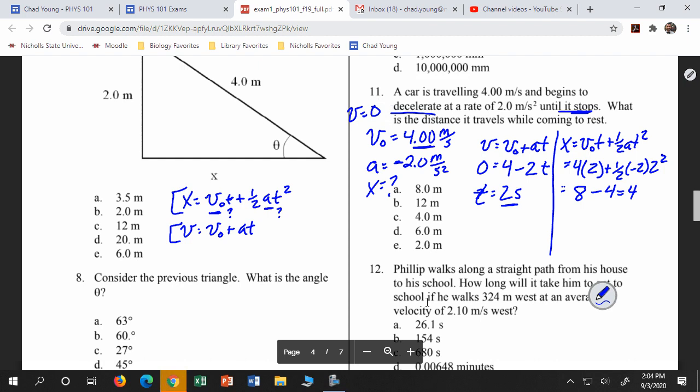And 12 is an option, but that's not the right answer. So very important that you get the sign right. Important that you recognize that this stops, so our v final is equal to 0. Important that you know these equations.